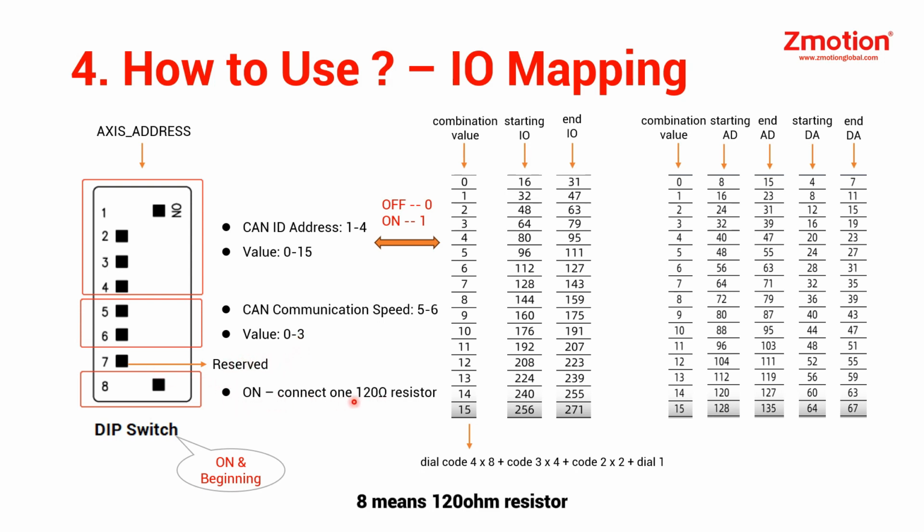8 means 120 ohm resistor. Let's see one by one. 1, 2 for our 4 CAN addresses. According to this dialed address, the controller will set the corresponding expansion module I/O number range.